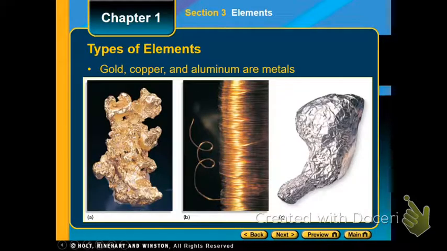There's 3 examples of metals there. On the left, you've got a chunk of gold. In the middle, you have copper. It's showing its ductile properties. It can be drawn into a fine wire. And then on the right, we've got our aluminum, where they have made aluminum foil. So that shows the malleable properties of it being hammered or rolled into thin sheets.